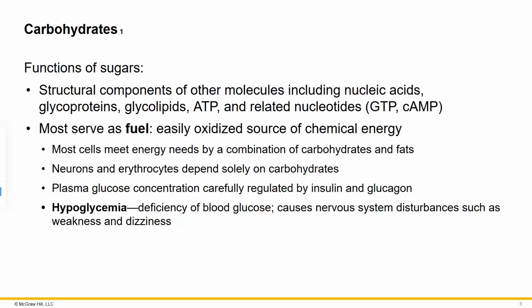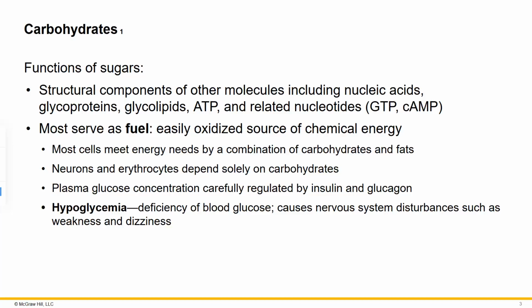Then you have ATP. ATP is short for adenosine triphosphate, and we'll go through the structure of that and details of that a little bit later in this lecture. And then related nucleotides, GTP, cAMP, most serve as fuel. They're an easily oxidized source of chemical energy.